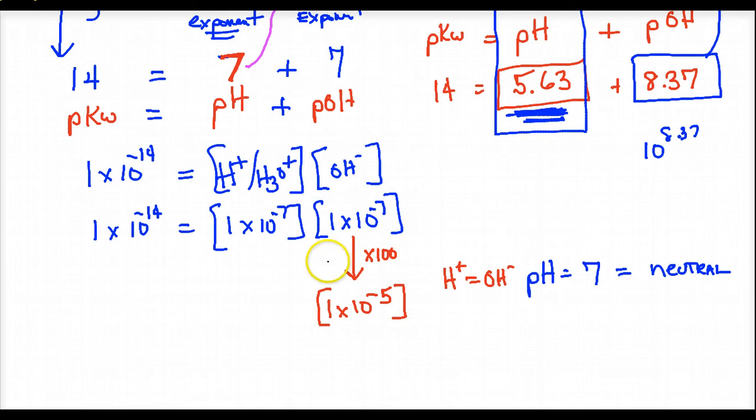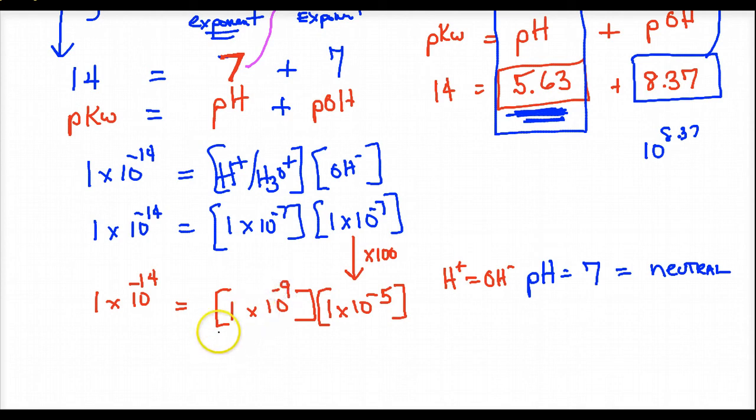Remember, this is a difference of what? 10 to the 2, 100 times. So it's a difference of 2 exponents. And negative 5 is closer to 1 than negative 7. So you have to see that 10 to the negative 5 is bigger by 100 times. Now wait a minute, what's going to be the hydroxide concentration? This is still 1 times 10 to the negative 14. Well, 5 plus what is 14? What is it? 1 times 10 to the what? 9. Negative 9.